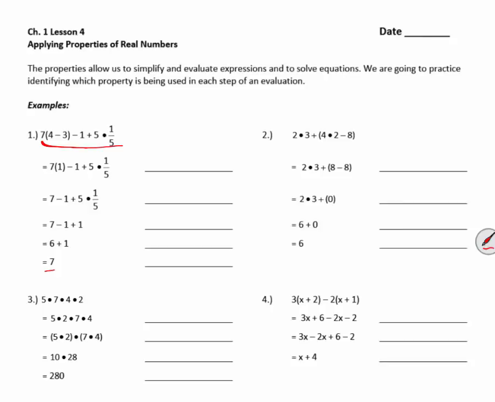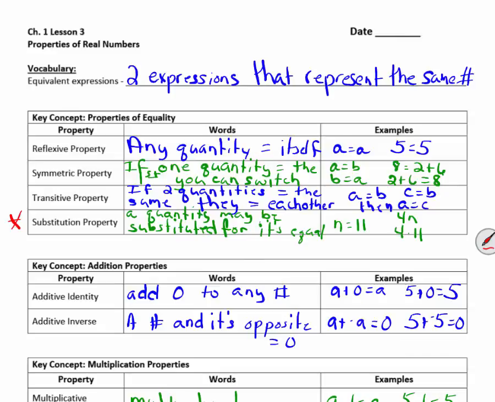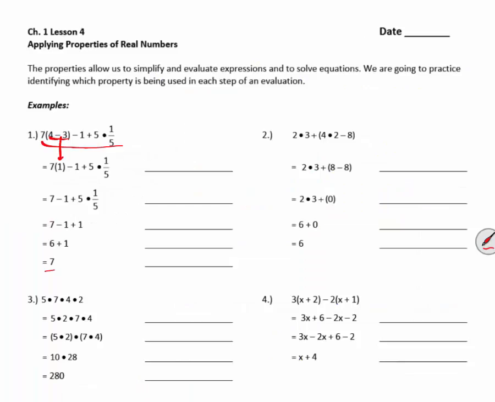When I look at this first example, I know they started with parentheses. They took this 4 minus 3 and they put the 1 in. Well, when you take out one quantity and you put in another, if you remember from over here, that is our substitution property. So we're going to write down the reason we were able to do this is because of the substitution property. And I'm going to abbreviate.